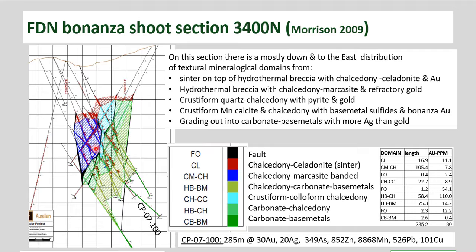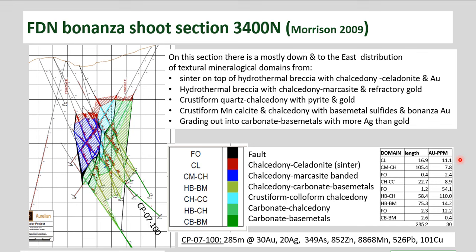The simplest view of the colours there is the red on the top. That is the sinter with the celadonite and chalcedony that has free gold. You can see in the table on the right-hand side, where it says domain length and gold ppm, the average grade of those zones in the whole 107 that goes through the whole thing. So that celadonite chalcedony zone actually has 16 metres at 11 grams in it.